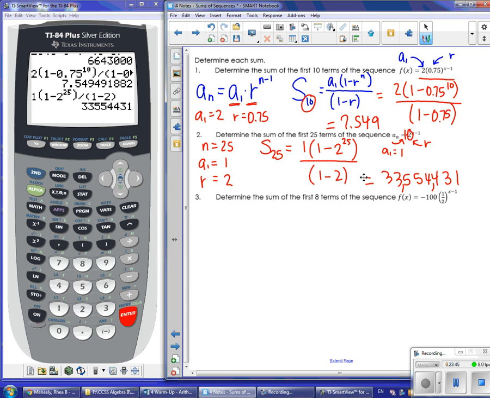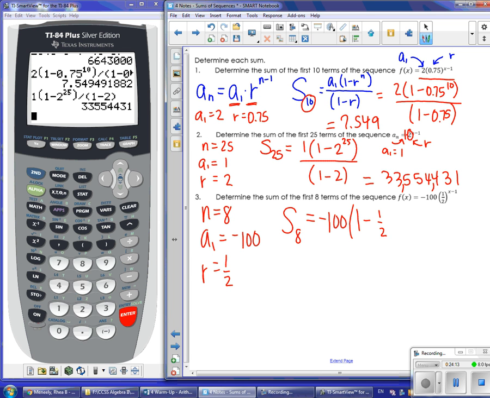And the last one, we want to find the sum of the first 8 terms of the sequence f of x is equal to negative 100 times 1/2 raised to the x minus 1. So again, this is in function notation. If I'm trying to find the first 8 terms, that gives me my value of n. My first term is going to be negative 100, and my ratio is 1/2. And so if I want to find the sum of the first 8 terms, I'm going to have negative 100 times the quantity 1 minus my ratio, which is 1/2.